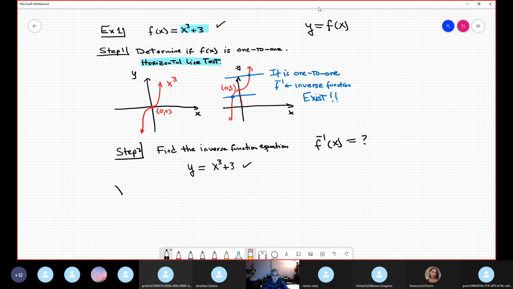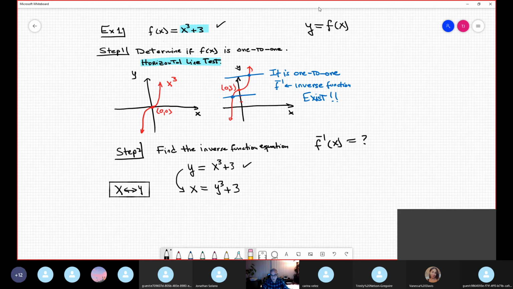Now, this is a crucial moment. Interchange x and y. Boom, boom. x here, y here. Do you understand what you're doing in this step, from this to this? Answer me. Okay, good. Dylan said yes.